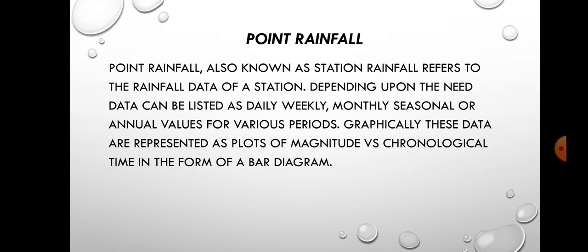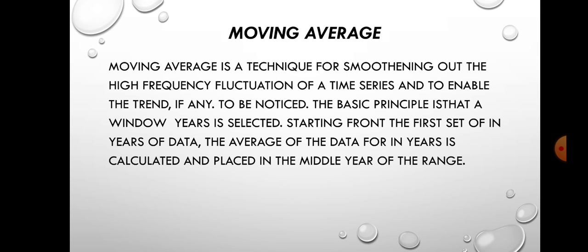So, point rainfall. Point rainfall, also known as station rainfall, refers to the rainfall data of a station. Depending upon the need, data can be listed as daily, weekly, monthly, seasonal, or annual values for various periods. Graphically, these data are presented as plots of magnitude versus chronological time in the form of a bar diagram.